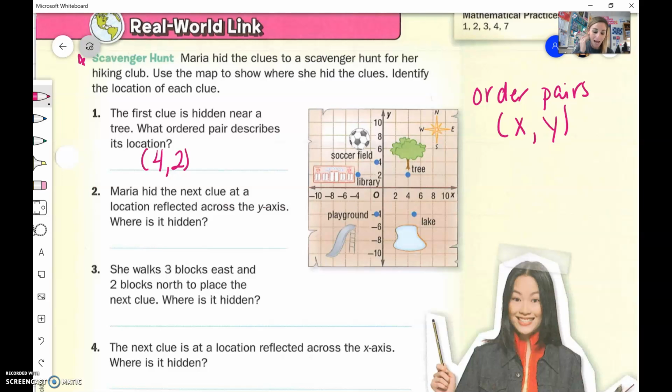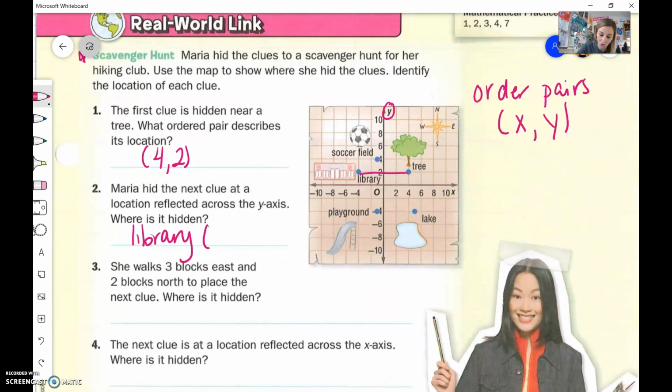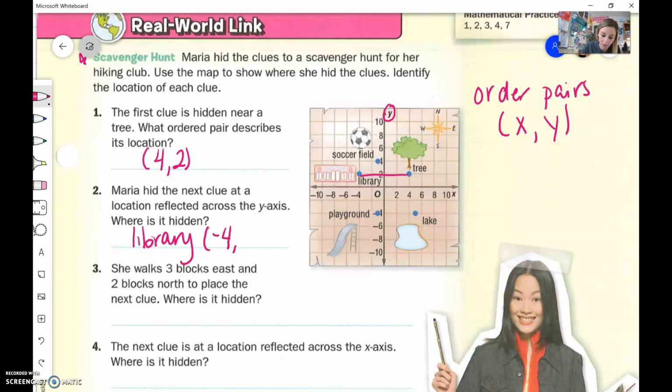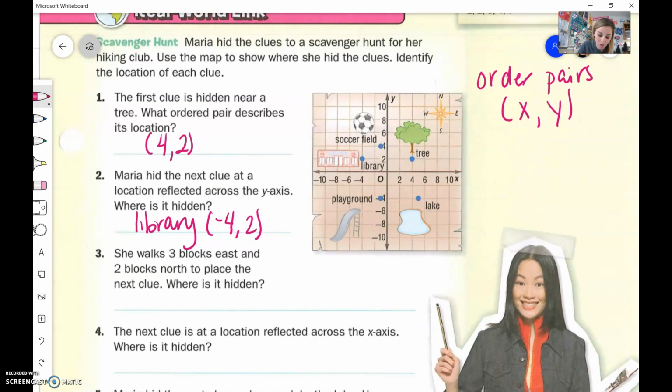Maria hid the next clue at the location reflected across the y-axis. So it's a reflection. If it's here, it is getting reflected over the y-axis. So if it's getting reflected over the y-axis, that means I have to cross over it. And I notice that puts me at the library. If I wanted to write the ordered pair, it would be (-4, 2). All right, the next says she walks 3 blocks east.